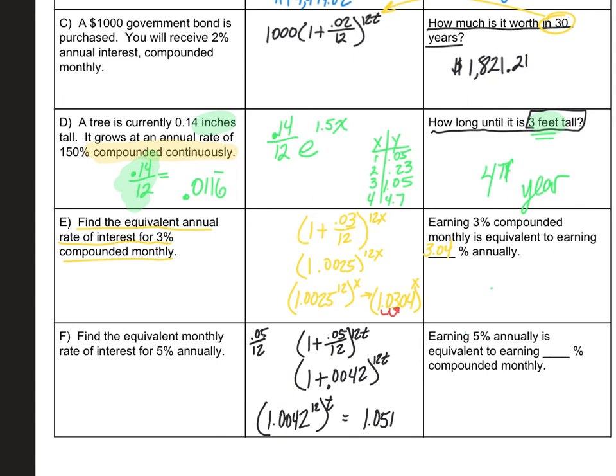So the decimal place, after being moved over 2 times, will put us at 105.1%. So if it's 105.1%, that means that we are getting 5.1%.